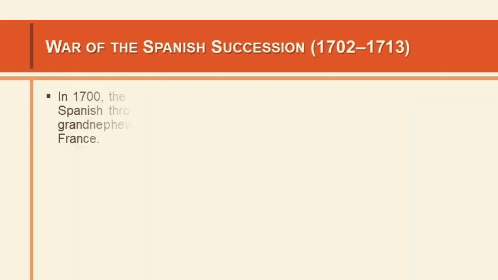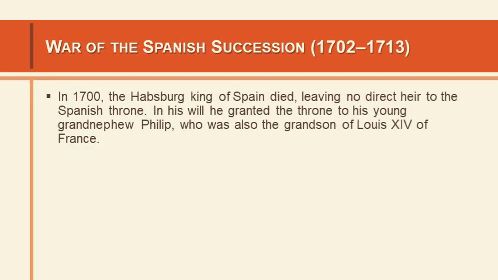So the War of Spanish Succession. At the beginning of the 18th century, the Habsburg King of Spain died, and his will said that he wanted to grant his power to his nephew, Philip, and Louis XIV sees this as an opportunity. And remember, Louis XIV is a long-ruling ruler. He's going to die shortly after this war is over, but he continues to want to assert his power.